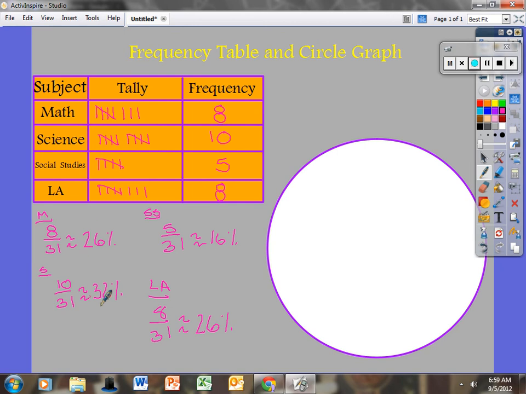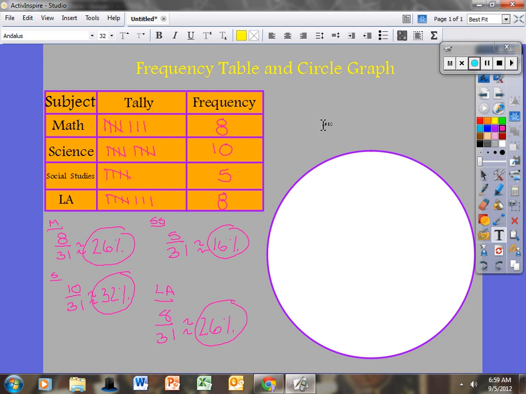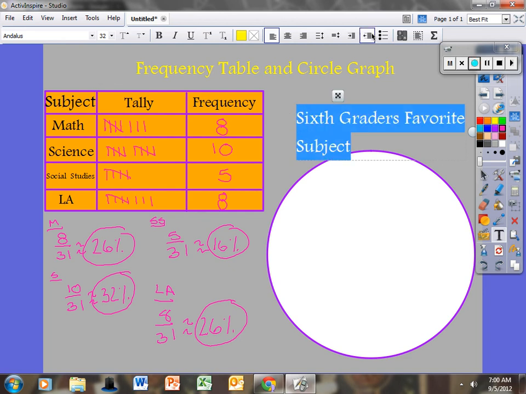Now I need to put this data, the percents, into this circle graph, which you may have called a percent circle. The first thing I need to know with all graphs, any type of data representation, is that it needs a title. Since these are all sixth graders, I'll title it favorite subject. So I need a title for everything, whether it's a line plot, stem and leaf, whatever it may be.